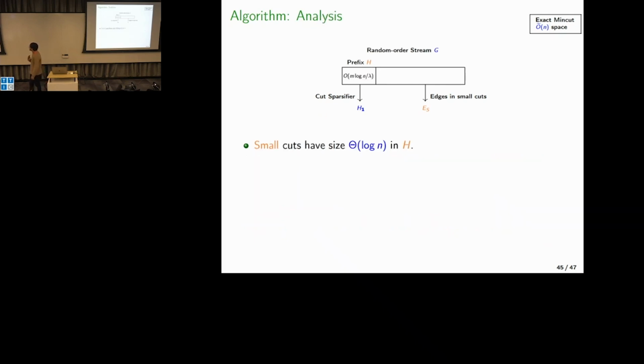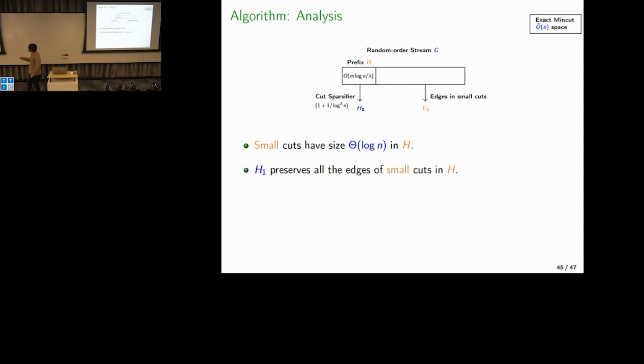Okay, but yeah, so we've stored H1 and we've stored ES. Both have a small size of just O tilde of n. Note that the small cuts we have are of size theta log n. This is because of our sampling rate, right? Of roughly log n over lambda.